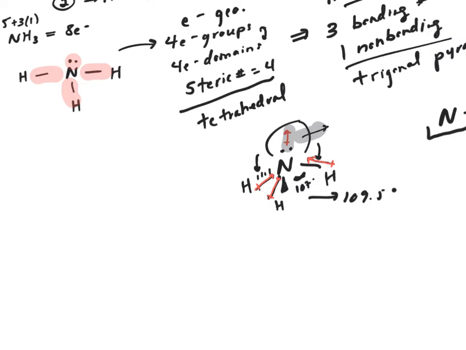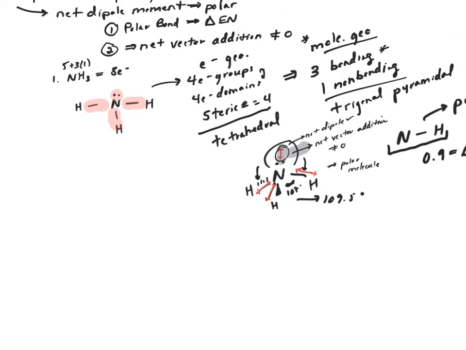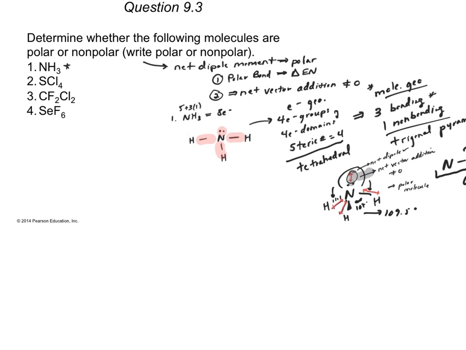We have a net vector addition that is not equal to zero. We do get a net vector overall. This molecule does have a net dipole. So because of that, bonds are polar, check, we got that. It does have a net dipole, check, we got that. So because of that, this is a polar molecule. Both of those criteria have to be met for this thing to be polar. If they had polar bonds, but that net vector addition actually ended up being zero, then it would have been nonpolar overall, which is very similar to what we see for something like CO2.